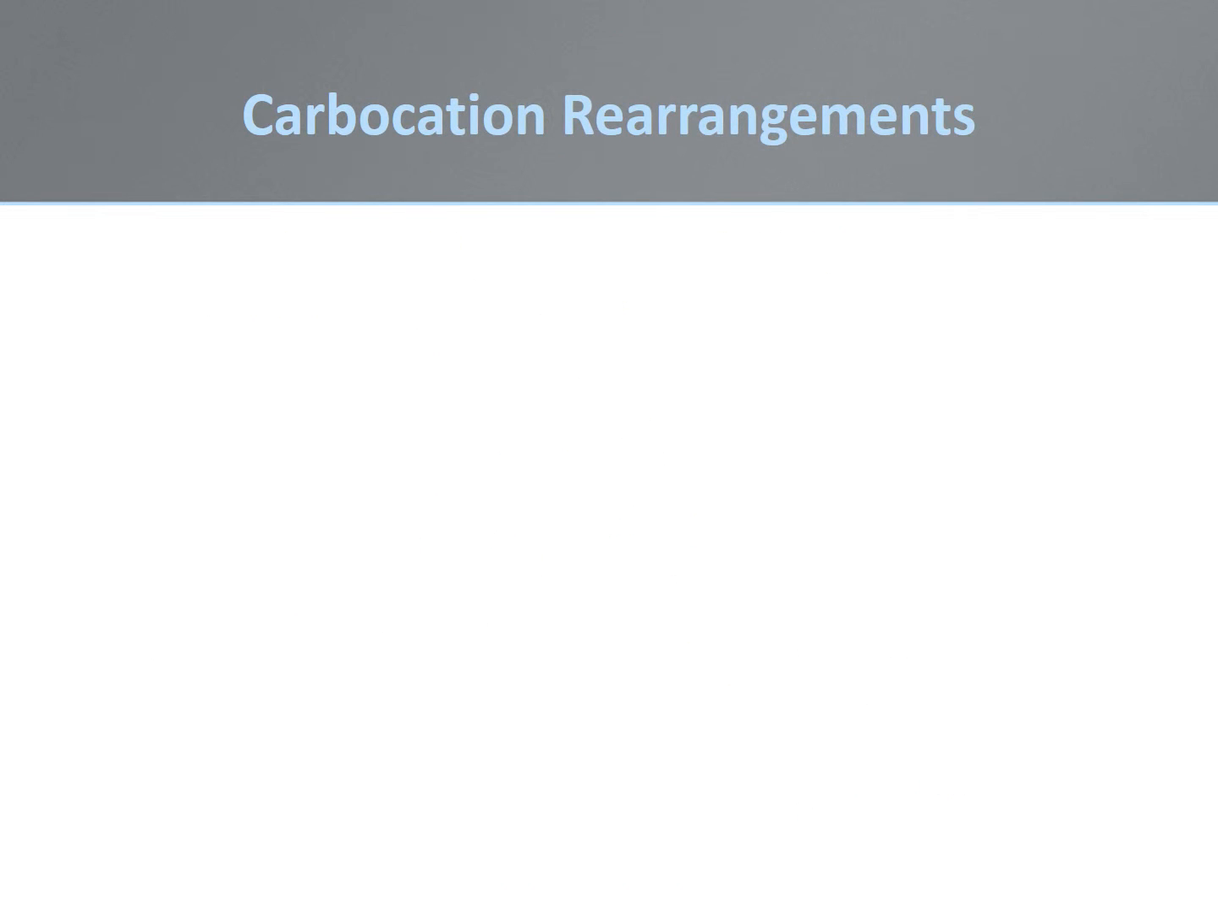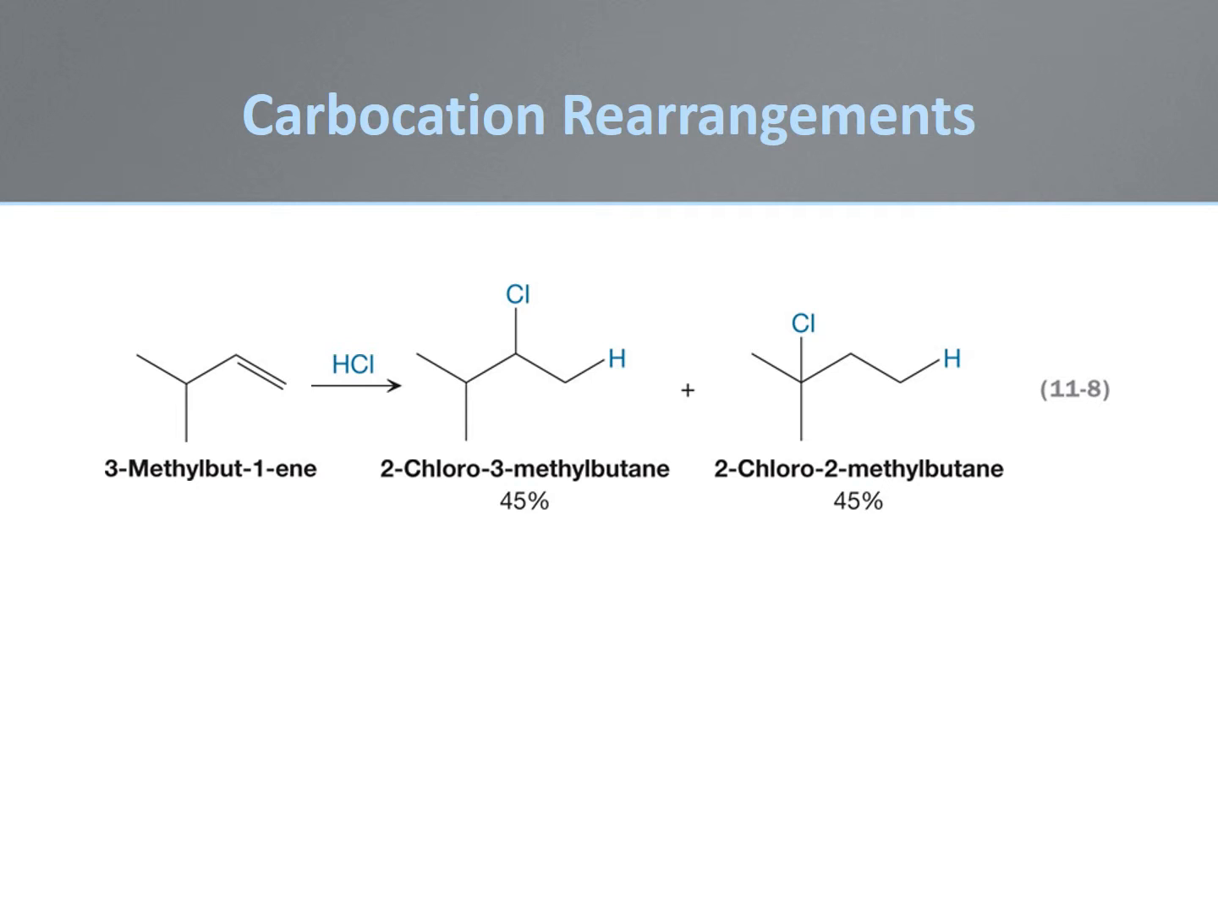Since this type of addition reaction involves a cationic intermediate, there is the potential for a cationic rearrangement to occur if it leads to a more stable intermediate cation. In the case of 3-methyl-but-1-ene, the addition of hydrogen chloride leads to a 1-to-1 mixture of 2-chloro-3-methylbutane and 2-chloro-2-methylbutane. The 2-chloro-3-methylbutane is the expected product from Markovnikov addition.